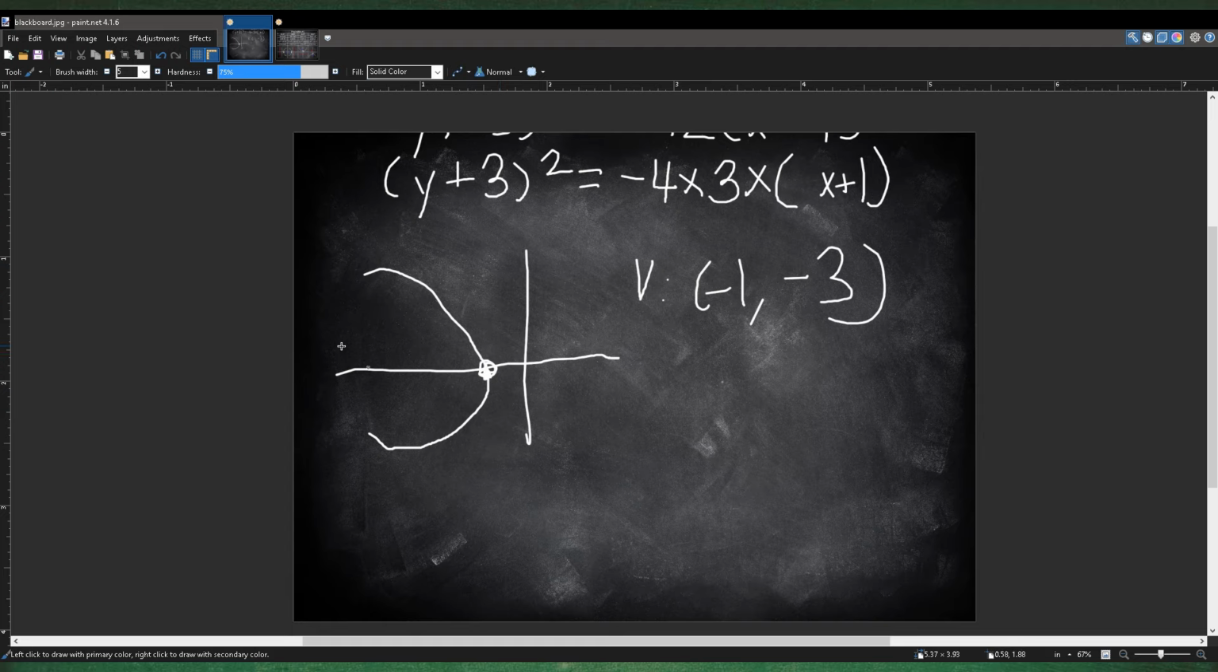Basically, you just have to draw the axes. Always draw the axes first, and then draw the parabola concave to whatever side it is. It doesn't have to be exactly on the graph. Just draw the general outline, and then you find the focus. Since it's concave to the left, the focus has to be somewhere around here.